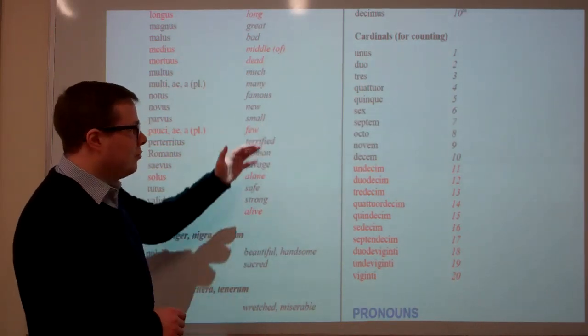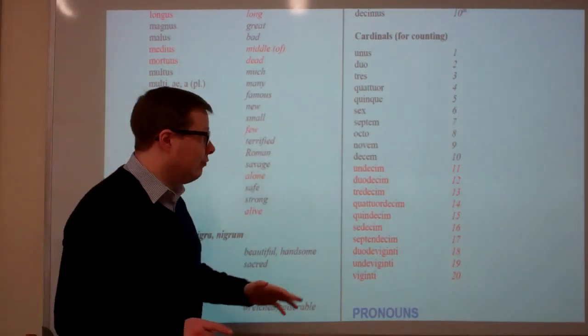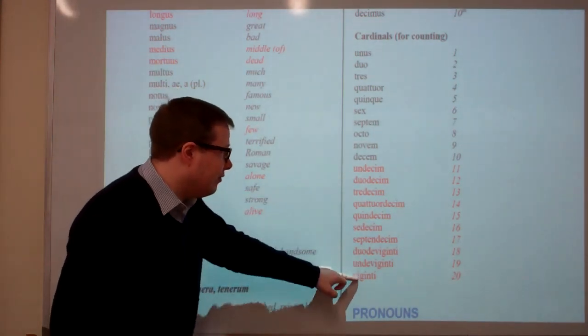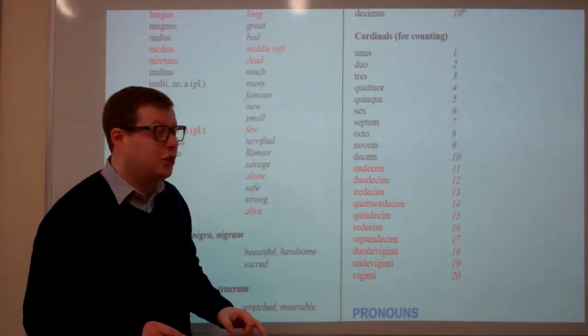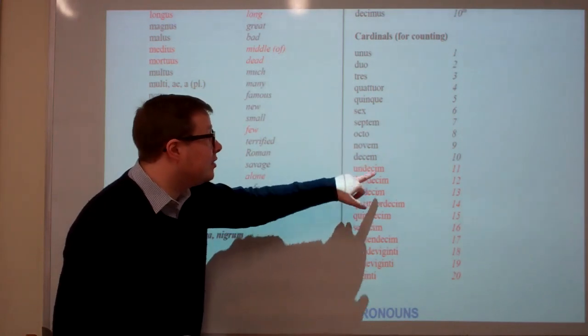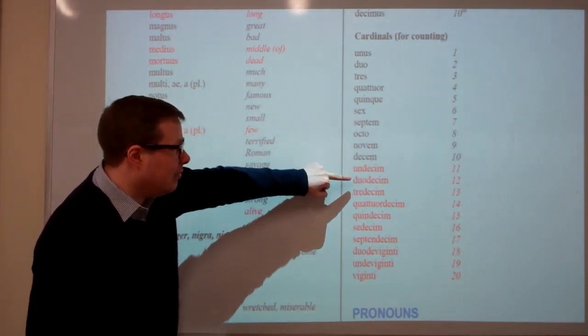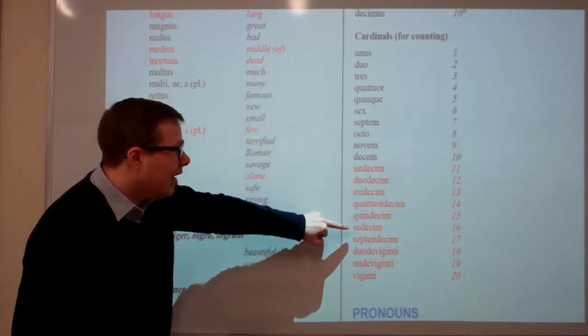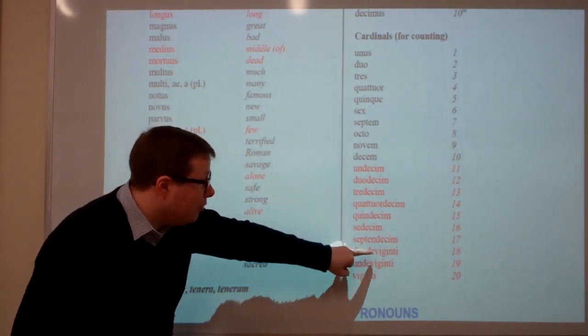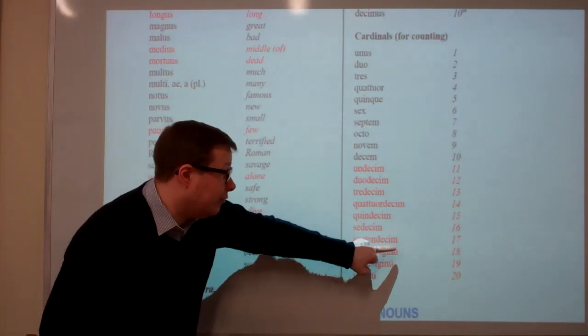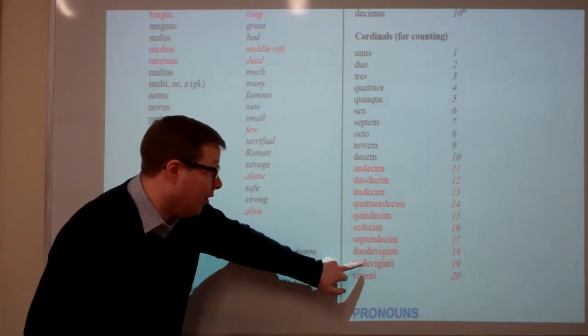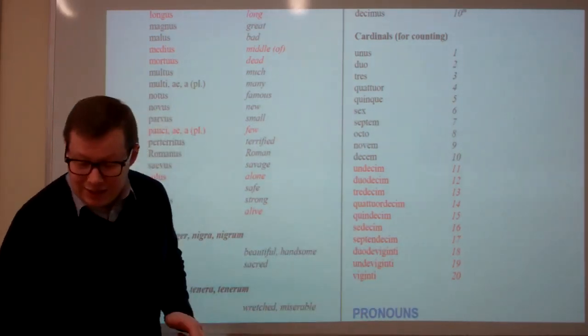You've got to know 1 through to 10 for level 1, and if you're doing level 2, you've also got to know 11 through to 20. But they're pretty logical. Note that decem, 10, has here become decim, with the number added onto the front. Undecim, duodecim, tredecim, etc. And when you get to 18, duodeviginti, 2 away from 20. Undeviginti, 1 away from 20, and viginti is 20.